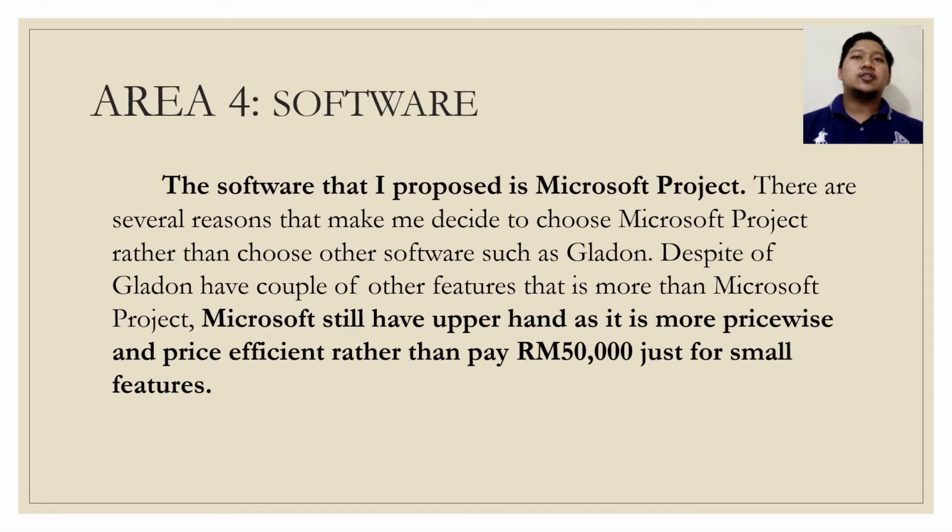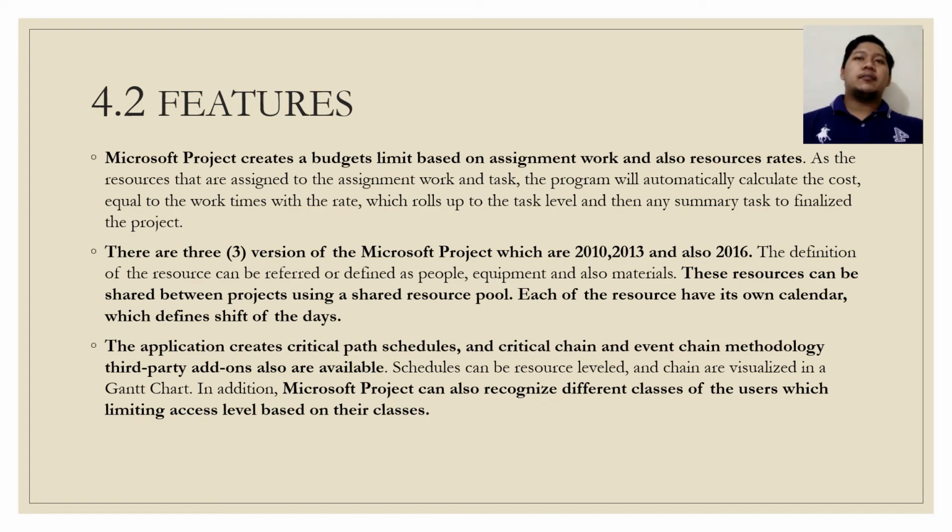Okay, moving to the last topic, which is the software. The software that we decided to use is Microsoft Project. The features of Microsoft Project are that the application can create a critical path schedule, a critical chain, and also the event chain methodology. Third parties can also be added on as available. And there are several versions of Microsoft Project, which are 2010, 2003, 2013, and 2016.